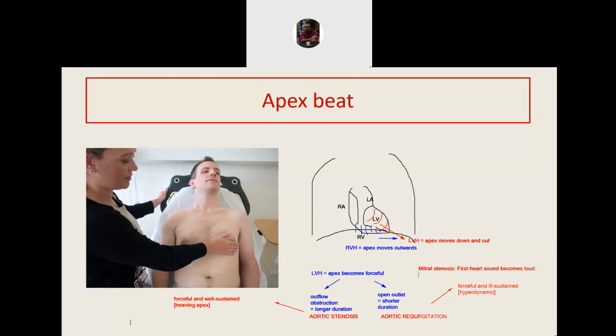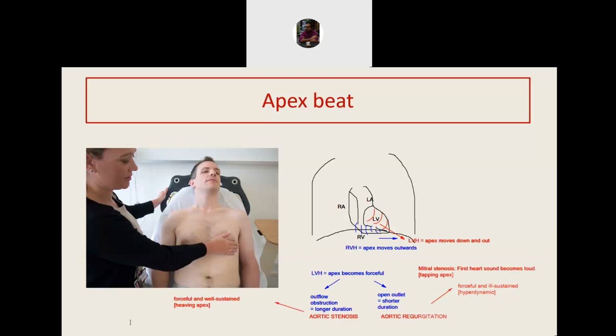Apex will be weak, but this loud sound can be felt with the hand. It's very much like if someone is knocking on the door, you can even place your hand on the door and feel the knock. So this kind of knocking will be felt on the apex if there is mitral stenosis. This loud sound can be felt with the hand, and this is known as tapping apex, as if someone is knocking on the chest wall.